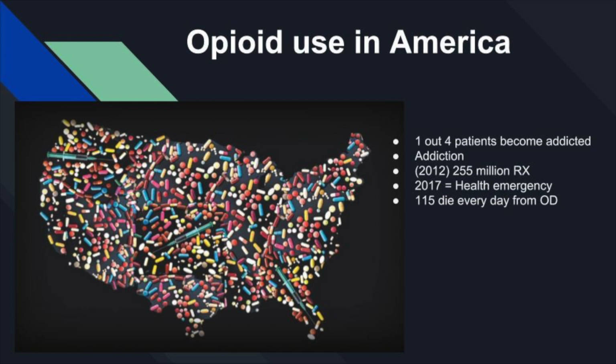Opioid use in America has increased dramatically over recent years, and now 1 out of 4 patients who take prescription opioids become addicted. In 2012, more than 255 million prescriptions were written, which is enough to give every American adult his or her own bottle of opioids. Use of these narcotics increased, and in 2017, the United States Department of Health and Human Services declared the opioid epidemic a public health emergency.